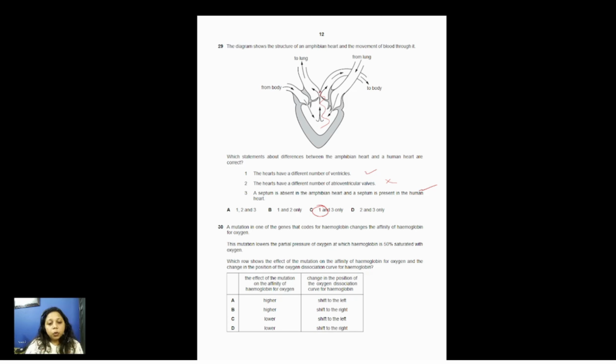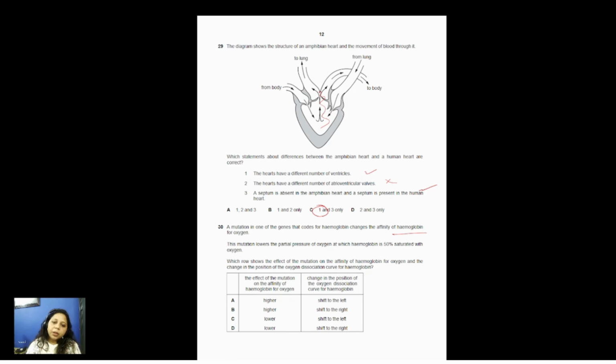Number 30, a mutation in one of the genes that code for hemoglobin changes the affinity of hemoglobin for oxygen. So this can happen due to mutation. Sickle cell anemia is one of it. The mutation lowers the partial pressure of oxygen at which the hemoglobin is 50% saturated with oxygen. Definitely it is going to affect.